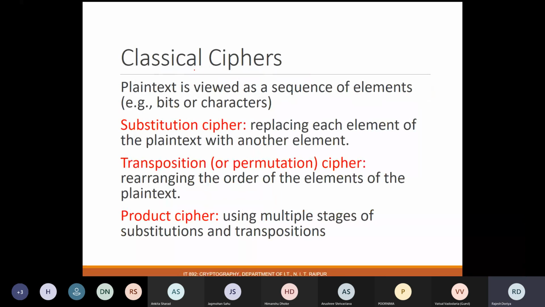Then, if we move towards the classical ciphers, there are two basic classical ciphers: the substitution cipher and the transposition cipher. Substitution cipher means replacing each element of the plaintext with another one, and transposition cipher means rearranging the order of the elements of the plaintext. And product cipher means when we mix these two together. We can say it is the combination of substitution cipher and transposition cipher.